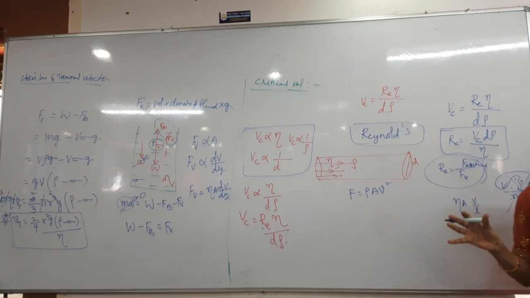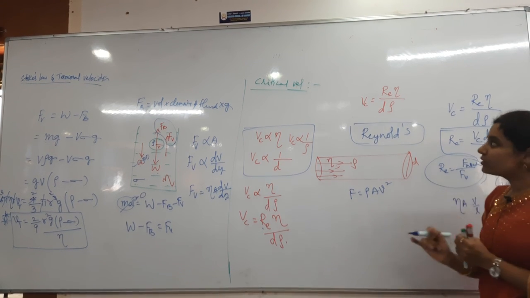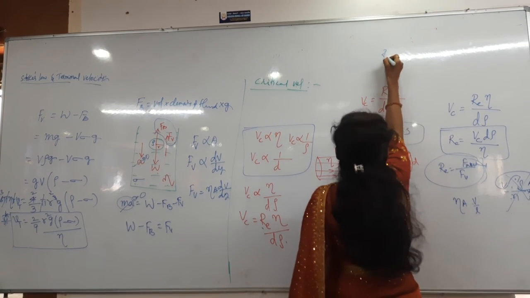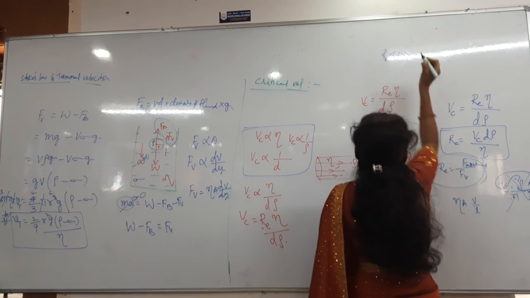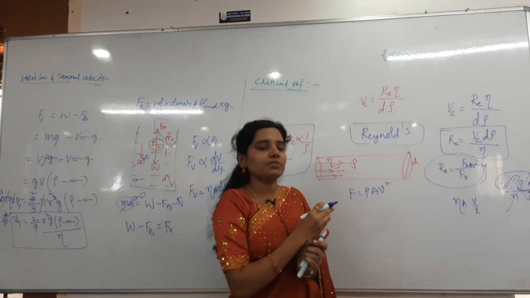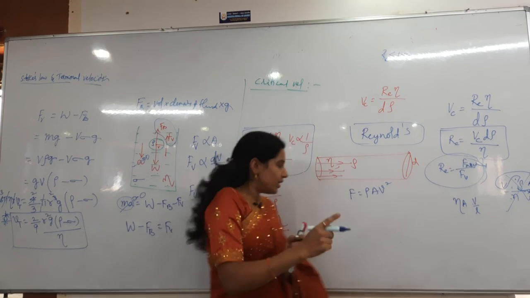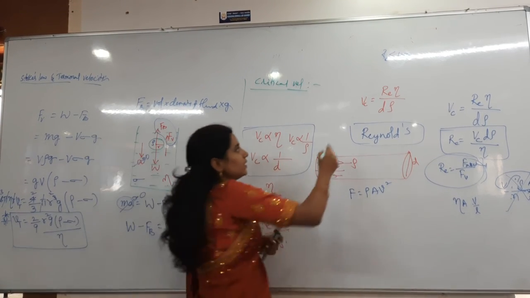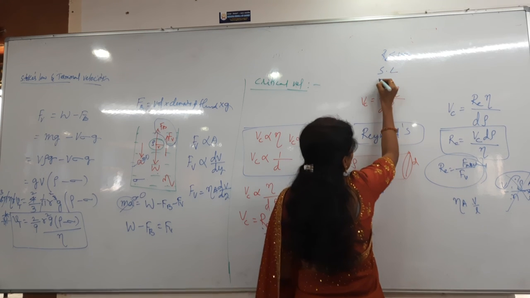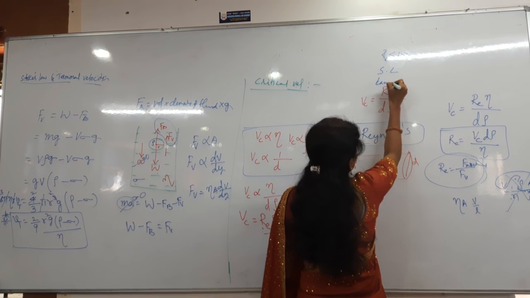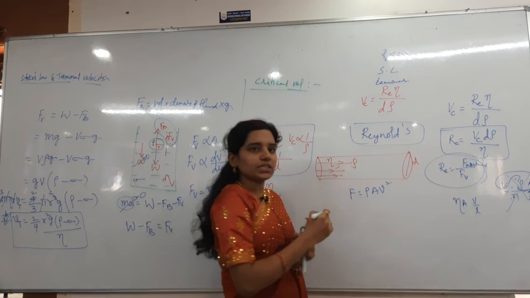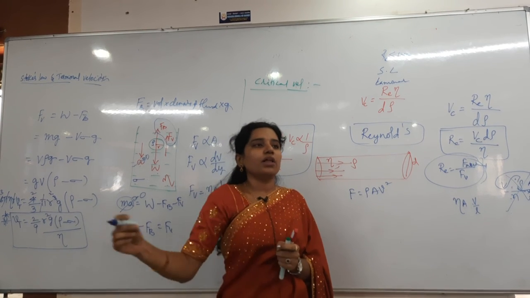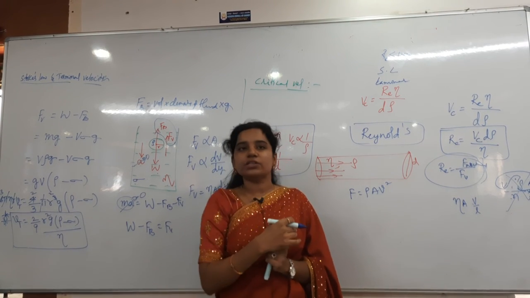I said the value lies between some values. If the Reynolds number is less than 1000, which flow did I say? Reynolds number less means automatically critical velocity is also less. That is streamline flow, or laminar flow. Laminar or streamline are the same: all the streams move parallel to each other.